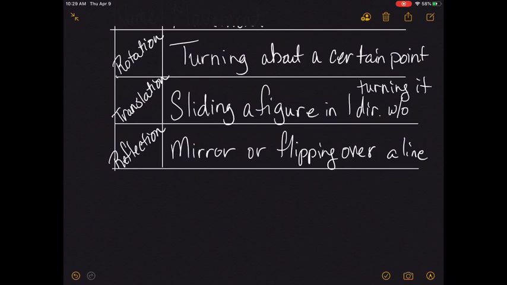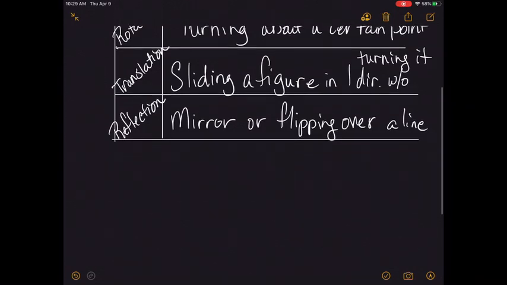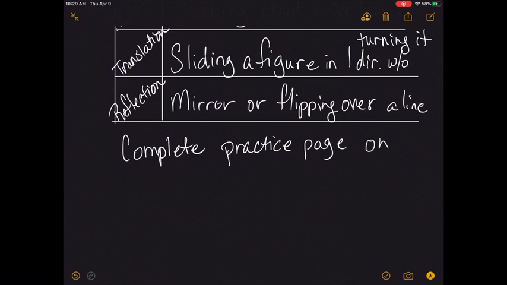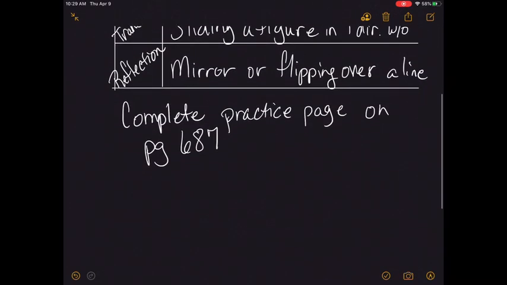so let's look at the examples that you have. Actually, I think what I want you guys to do is look at A through E and just see if you can figure those out. The other thing I want you to do is I want you to complete the practice page on page 687. Okay, and it's going to be the one related to lesson 108.